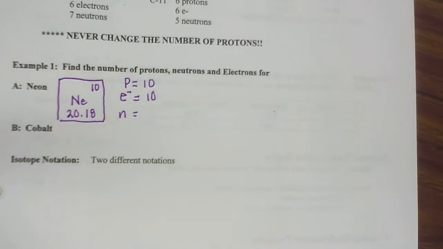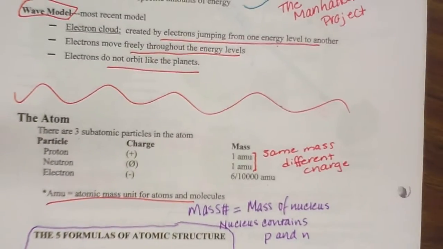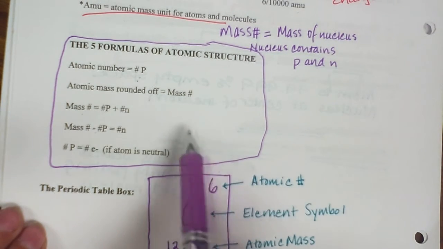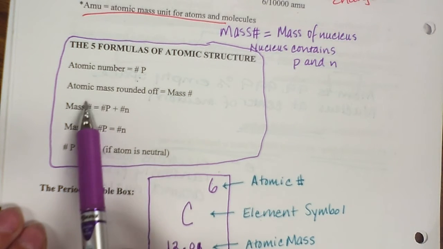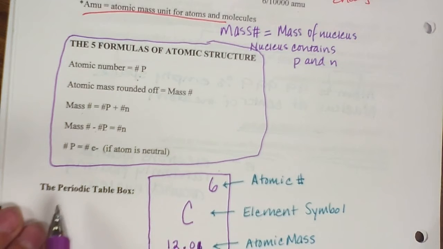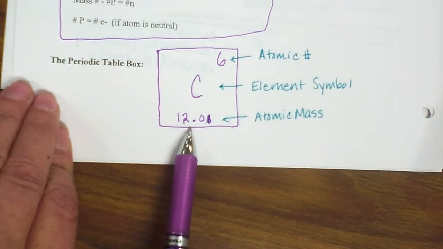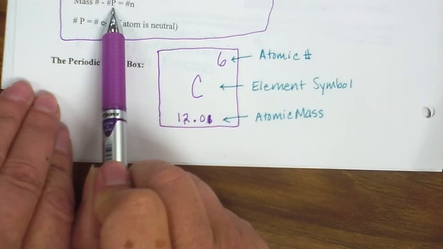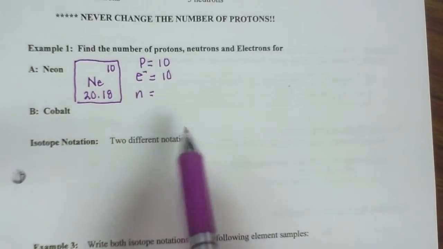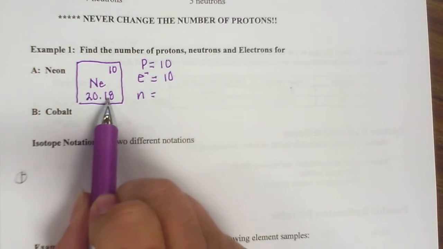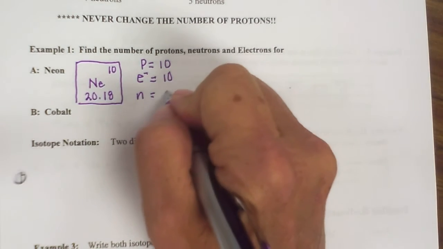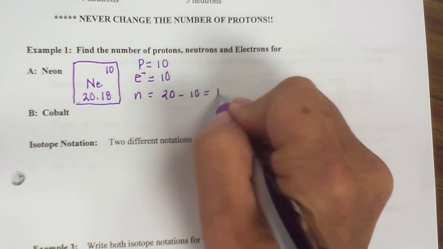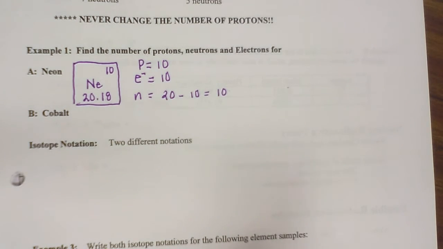Okay, neutrons. I go back over here and I see neutrons equal mass number minus protons. Where do I find the mass number? Here, mass number, the atomic mass rounded off. Where do I find the atomic mass? Here. I take the atomic mass, round it off for the mass number, and then subtract the number of protons. So I take the atomic mass, round it off to 20, subtract the number of protons, 10, and I get 10. So 10 protons, 10 electrons, and 10 neutrons.